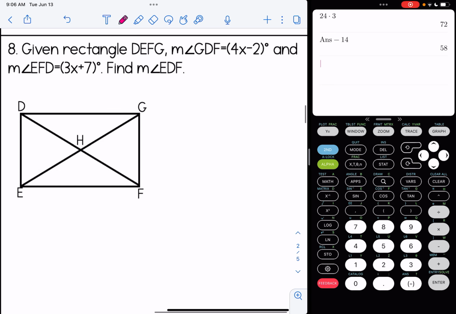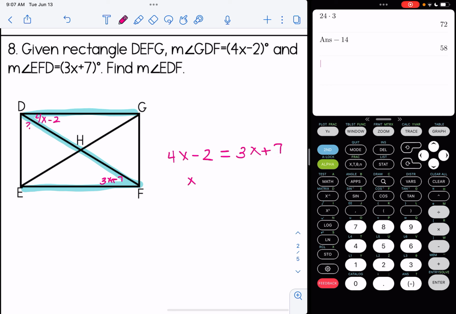Over on number 8, given rectangle DEFG, the measure of angle GDF is 4x minus 2. And the measure of angle EFD is 3x plus 7. And we're looking for the measure of angle EDF, which is this angle over here. Well, first off, these two angles that we were given expressions for are alternate interior angles. They are in that Z shape. That's the shortcut way to finding alternate interior angles. And that means that they are congruent. So I know 4x minus 2 has to be equal to 3x plus 7.